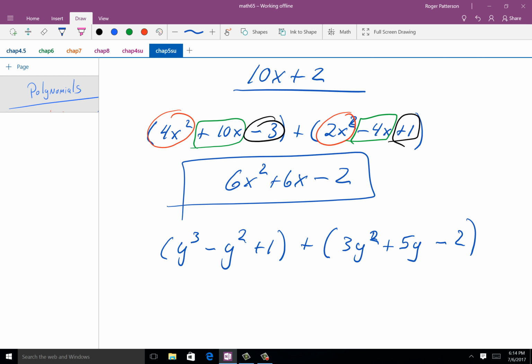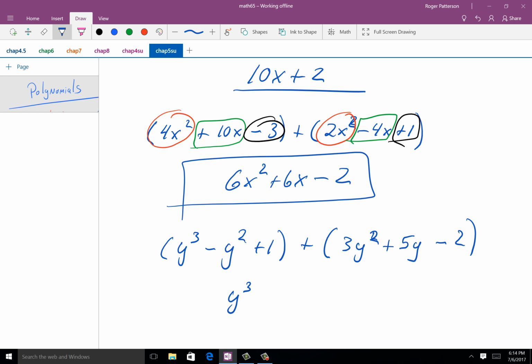So again, we'll find those like terms, okay? So I have a y cubed. Are there any y cubes in the next one? No. Okay, so that's done. I can't do anything more with that.